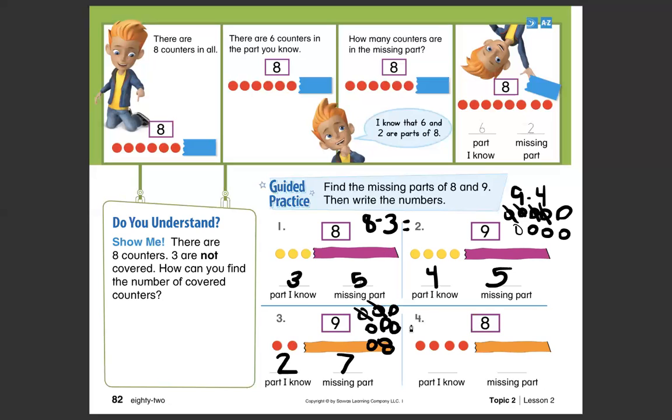All right, if you are still working on number 3, feel free to hit the pause button. If you need the directions repeated, you can rewind the video. If you're ready to move on, let's look at number 4.